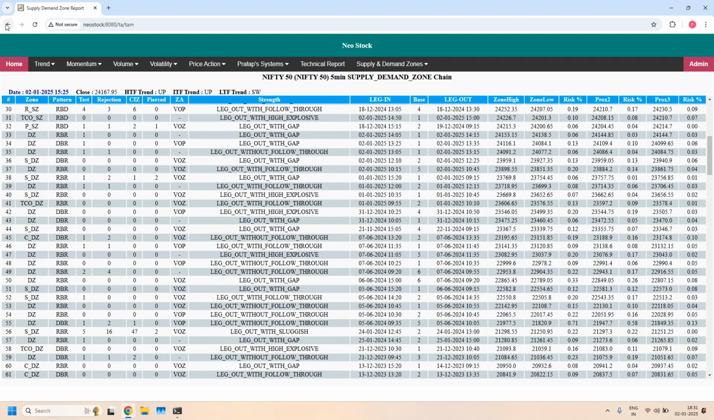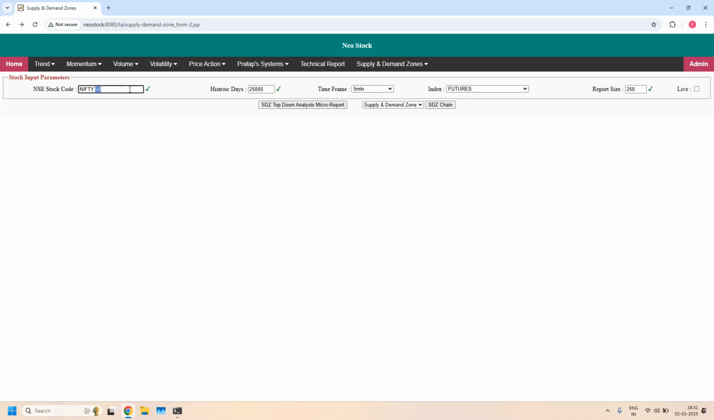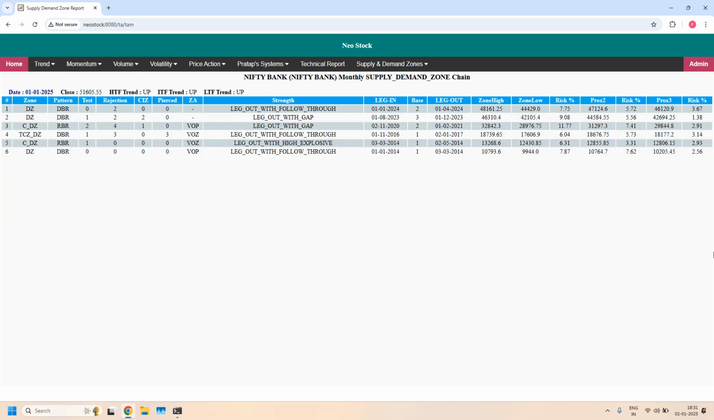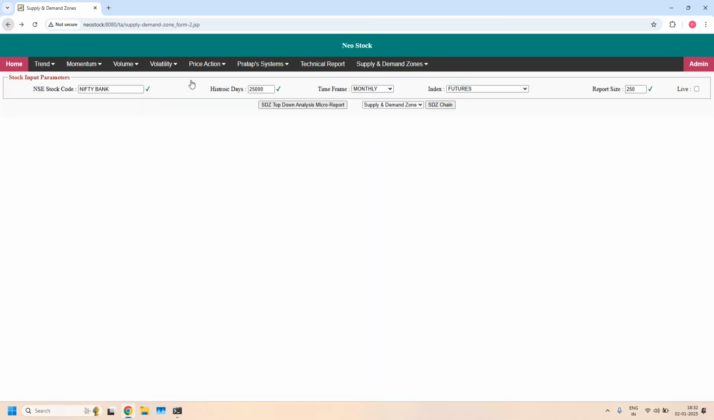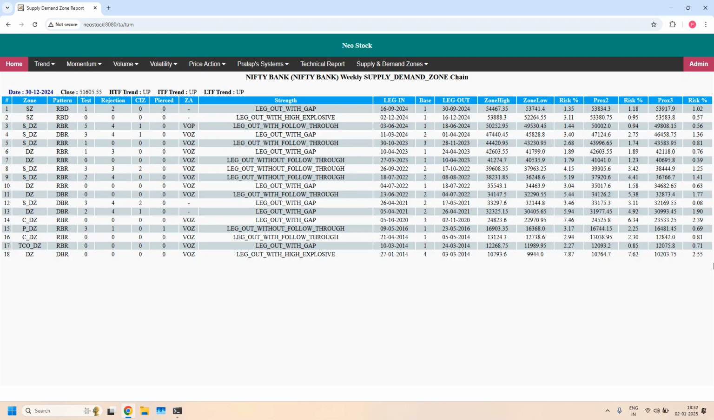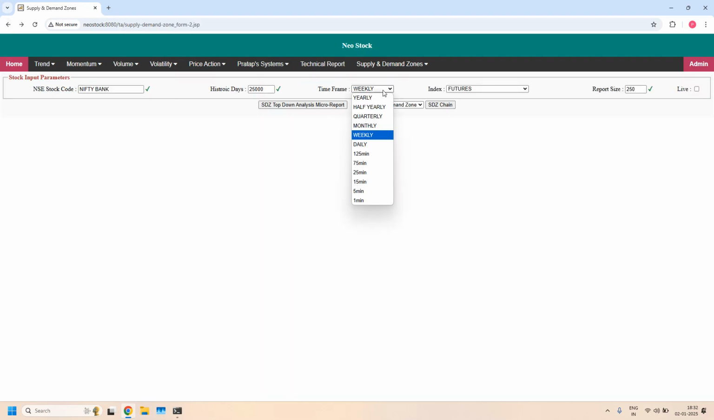Next, let us generate BANKNIFTY supply demand zone chain. That is nothing but NIFTY Bank. Generating monthly supply demand zone chain for BANKNIFTY. Okay, next, weekly supply demand zone chain for BANKNIFTY. Okay, next, daily supply demand zone chain for BANKNIFTY.